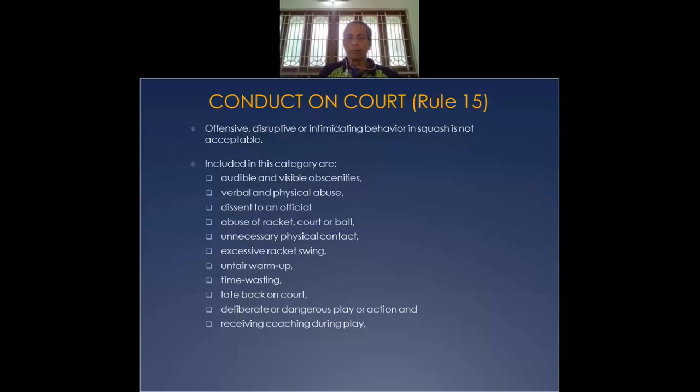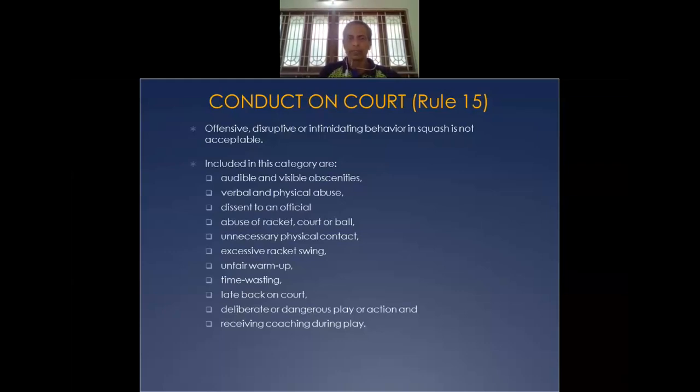Unfair warm up happens mostly in juniors, as most of the seniors are aware. In juniors also, most of them are now aware, but you'll have to notify this as a referee. You'll have to notify unfair warm up. Tell them, ask them to share the ball. If it goes unheeded, then you'll have to give them a warning, or if they repeat it, a stroke. But you can do that.